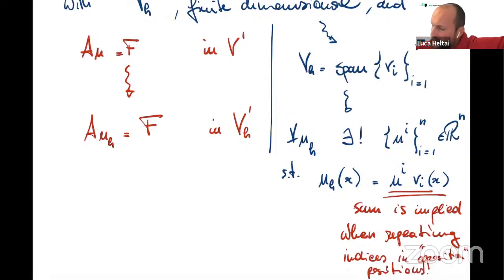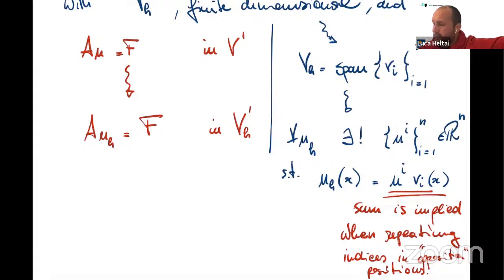So what do I mean by repeating indices in opposite positions? Well, coefficients here, I put the indices on the top left, while basis functions here, I put the indices on the bottom right. Okay, so top left, bottom right, these indices are opposite to each other. So if they repeat, they sum. This is useful, and you will see why this is useful in a second. Whenever I use this type of notation, what happens is the following.